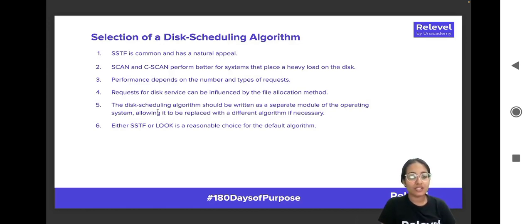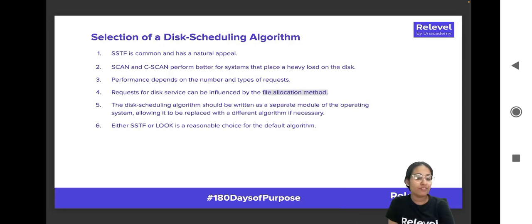Apart from that, requests for disk service can also be influenced by the file allocation methods. There are multiple file allocation methods available, which influence the way we process the requests. Whenever we are doing file allocation, there could be contiguous allocation, linked allocation, index allocation, right? There are different methods available, and based on that, we try to take care of the disk scheduling algorithm that we pick.